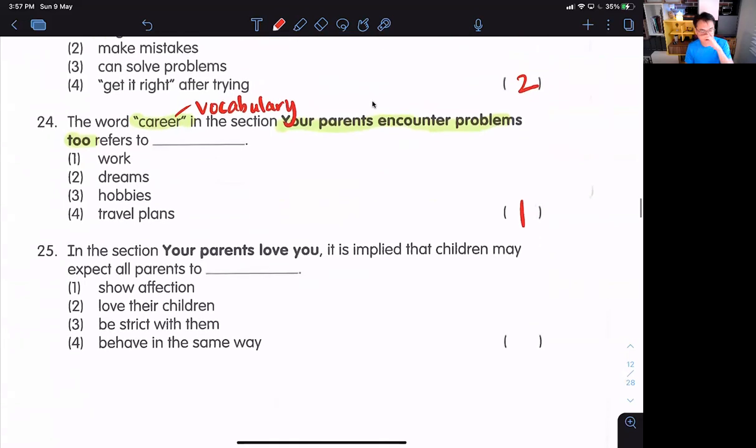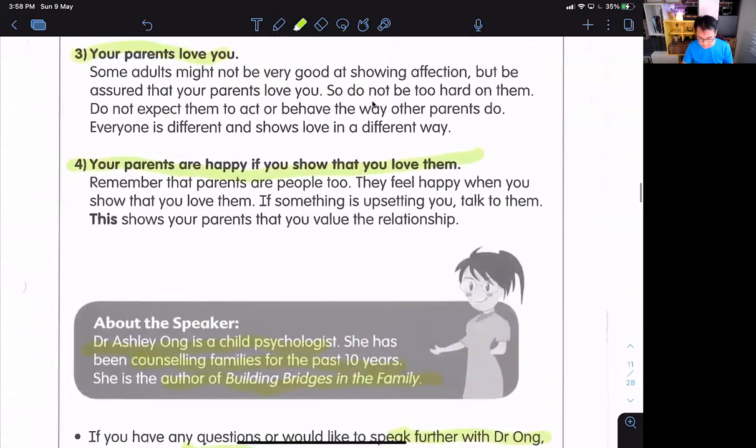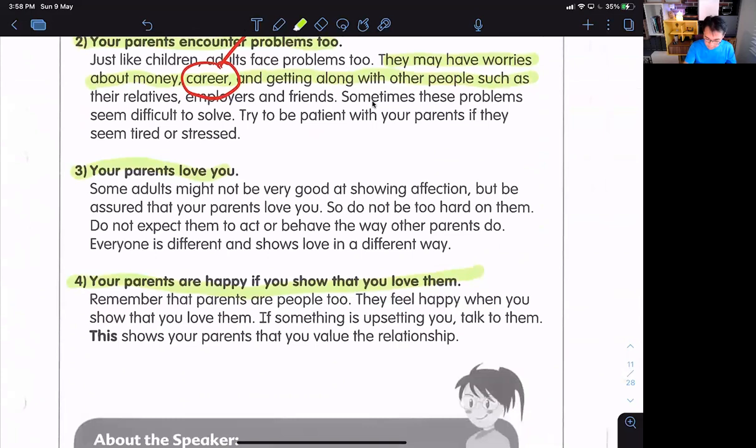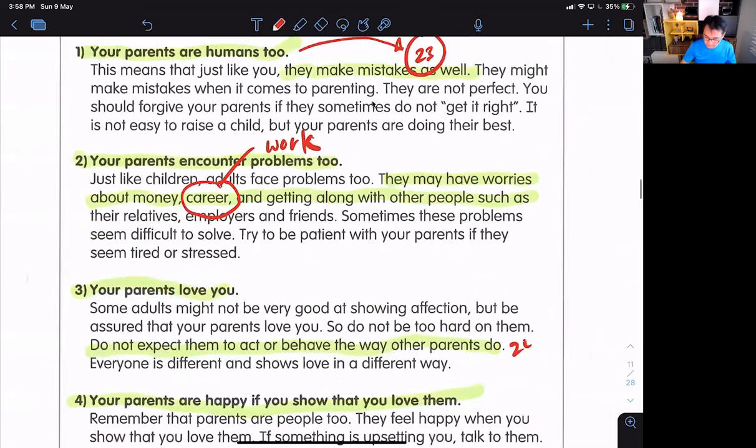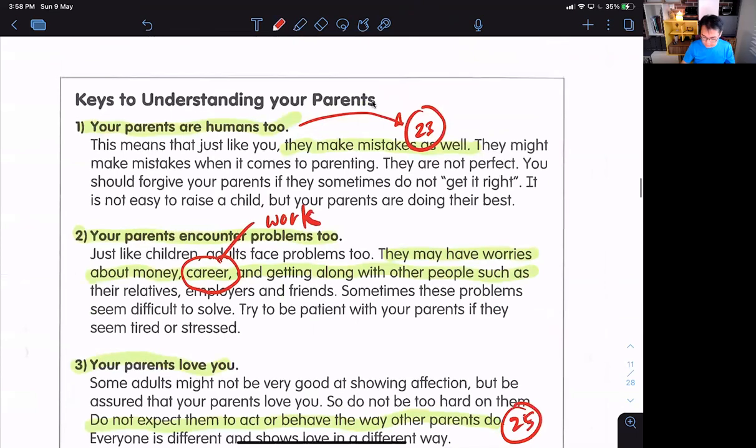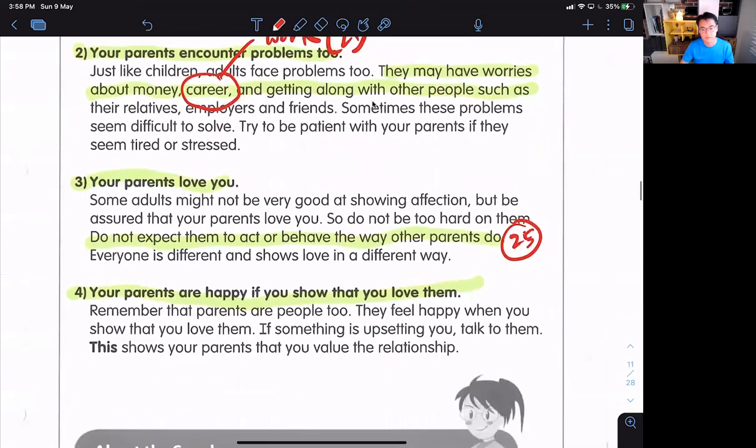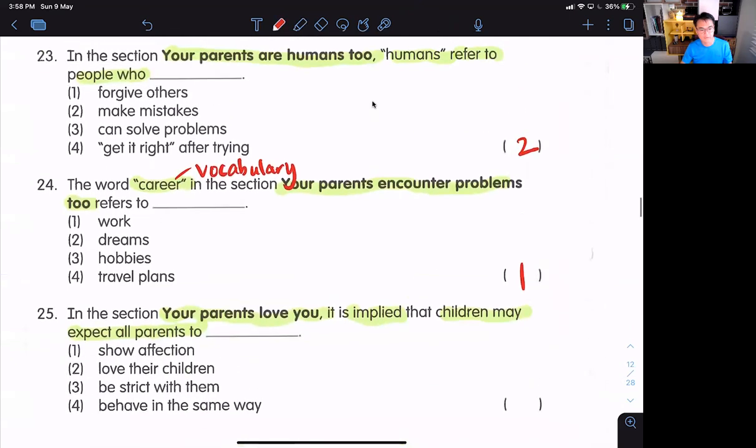All right, question number 25. In the section, your parents love you, it is implied, meaning not directly stated, but indirectly stated, that children may expect all parents to. Okay, so let's see. Your parents love you, right? Over here, okay? So do not expect them to act or behave the way that other parents do. So this is the answer to question 25, right? Do not expect them to behave the same way. Sorry, just now was 24. I forgot to mark that out. Okay, so do not expect them to behave in the same way as the other parents in other families. So answer is question number 4, option number 4, obviously.